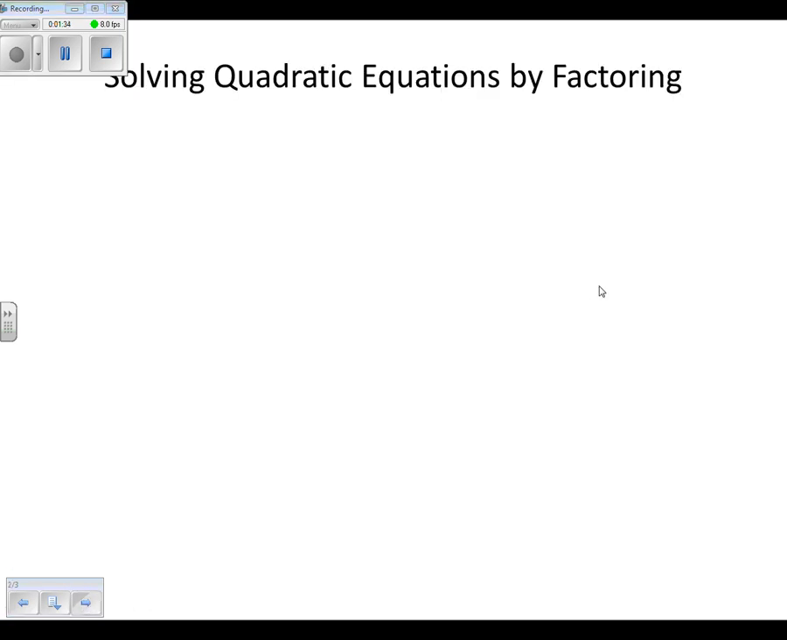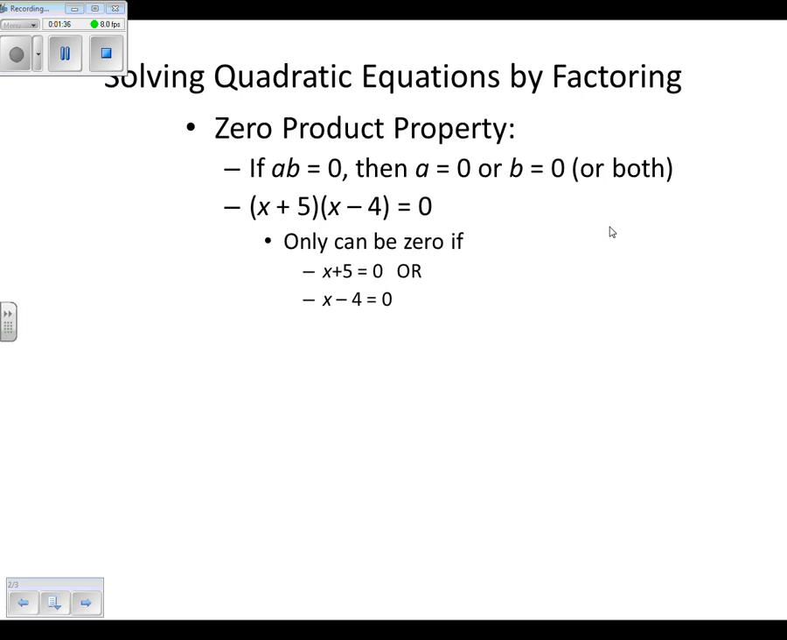All right, let's start off by talking about the zero product property. These are some preliminaries that you need to know about before you can solve quadratic equations.